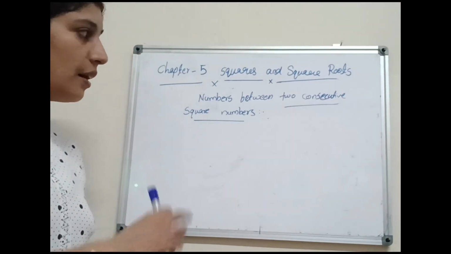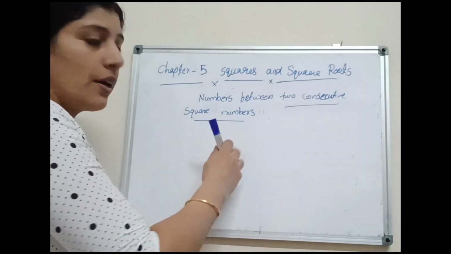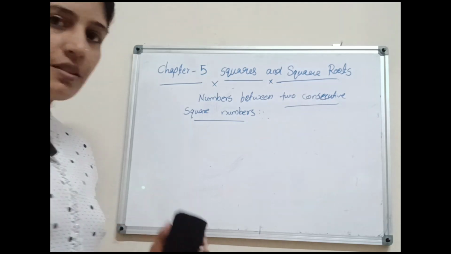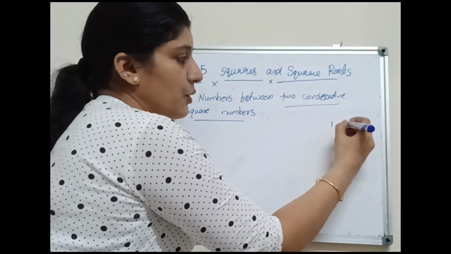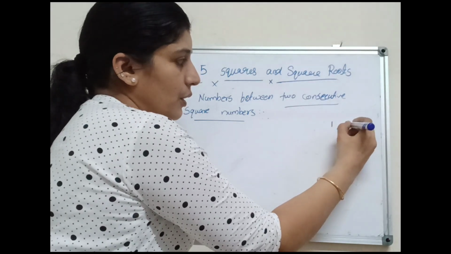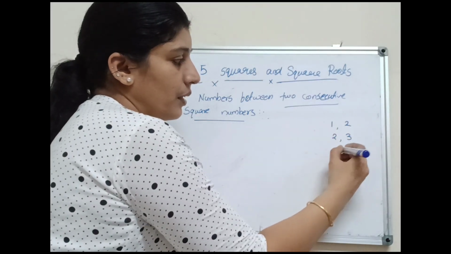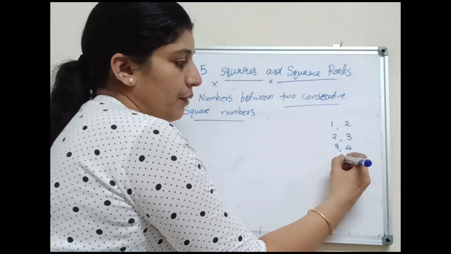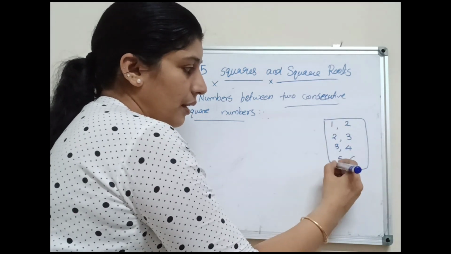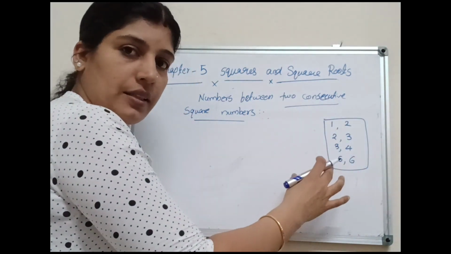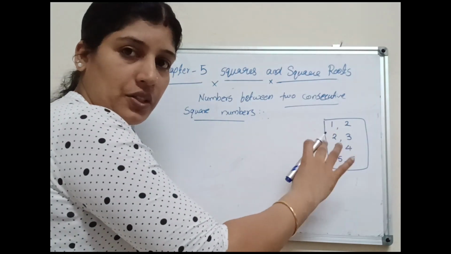Next, considering numbers between two consecutive square numbers. Consecutive numbers means the numbers are lying nearest. 1 and 2 are consecutive numbers. 2 and 3, 3 and 4, 5 and 6. These are the consecutive numbers. That means the numbers are nearest to each other.